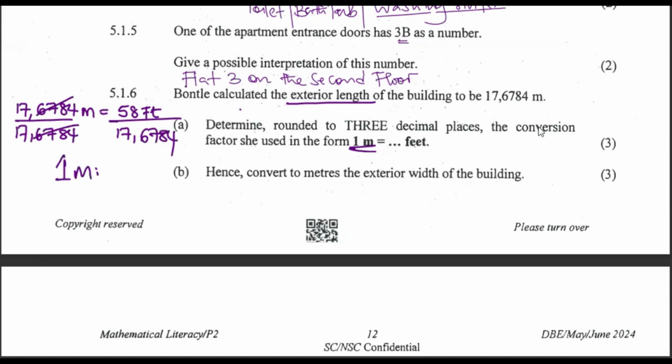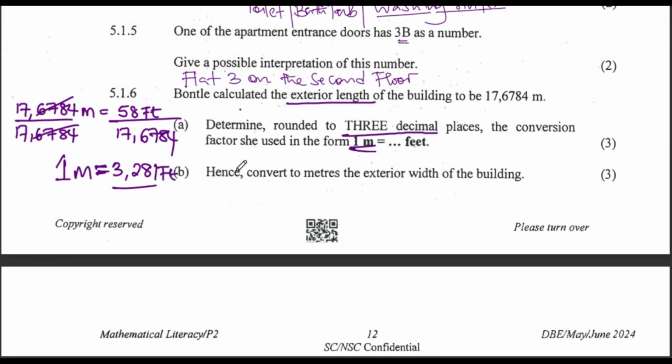So 1 meter is equal to, the feet will be on this other side. So it's 58 divided by 17.678, which becomes 3.281. They set it to 3 decimal places, so this is what I get. Don't forget these are feet.